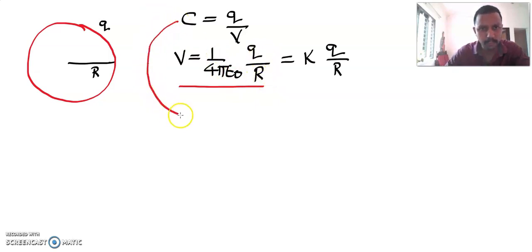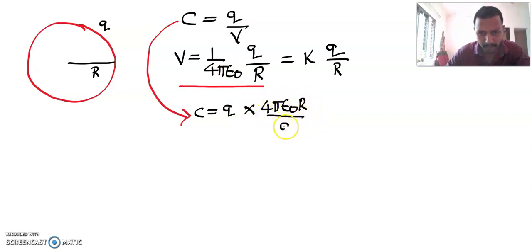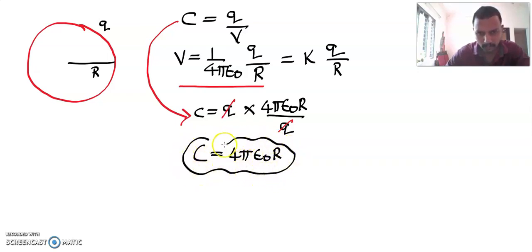Then, if I substitute the value of V in this equation, we can rewrite it as C is equal to Q by V, means by V we have to multiply the reciprocal of this. That means I could write into 4 pi epsilon 0 R divided by Q. Since V is in the denominator, we are multiplying with the reciprocal. Then the Q and Q will get cancelled and the ultimate expression for capacitance of a spherical conductor is 4 pi epsilon 0 R.